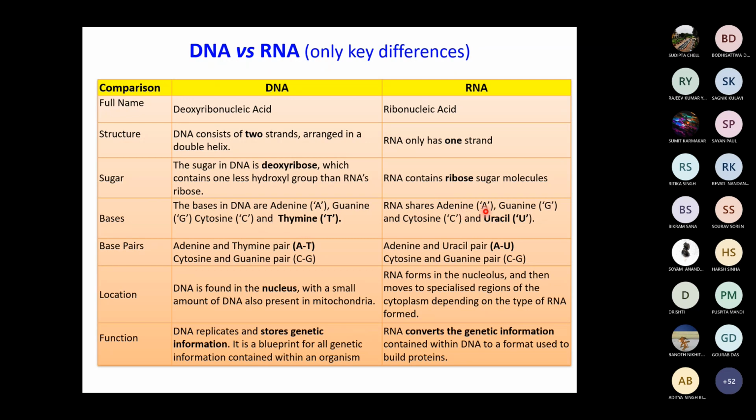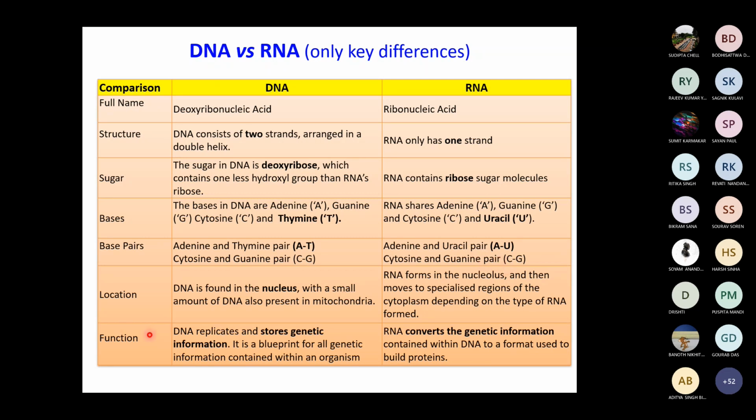In RNA, A, G, and C are the same as in DNA, but uracil replaces thymine. Similarly, looking at base pairing, A-T and G-C pairing happens in DNA, while in RNA, A pairs with uracil, so it is A-U and G-C.